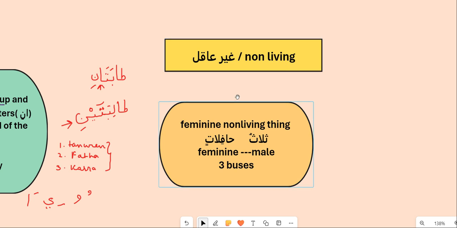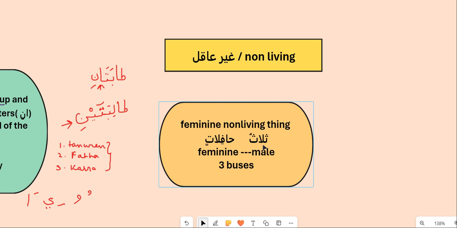Now if you see the counted noun (the madud) as a ghair aqil, it is considered feminine, and the numbers will be opposite in gender, as male. As I have given here, 3 buses. Buses in Arabic is hafila, with the ta marbuta for one bus, and hafilat, with alif and ta, is the plural, and this is a feminine noun. So you will take the opposite gender number as thalathu. So this is all about the feminine rule numbers.